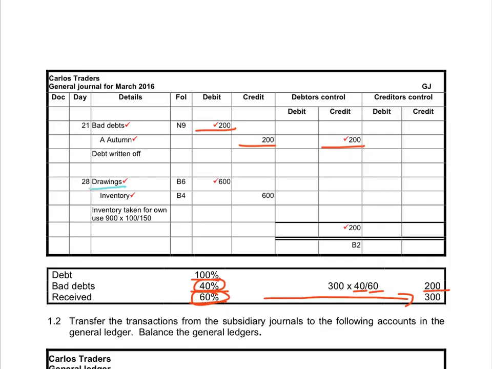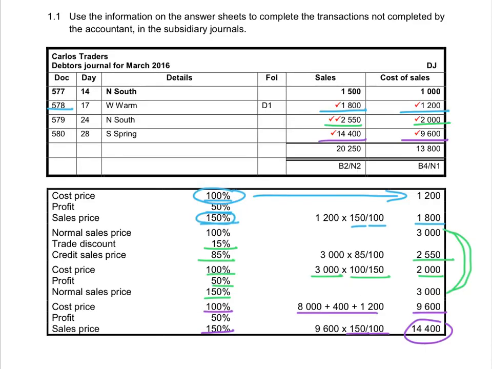Drawings will be debited, so the owner has two accounts: capital when he contributes money to the business, and if he takes money or goods from the business, it will be recorded in the drawings account on the debit side. The inventory account will be credited to decrease the value of inventory, and we will use our profit percentage to calculate what is the cost price. After we recorded all the entries, we will add up the journals and post to the ledger.